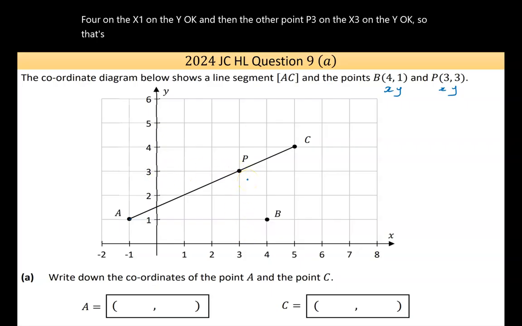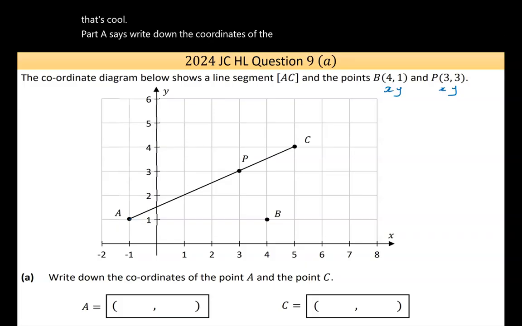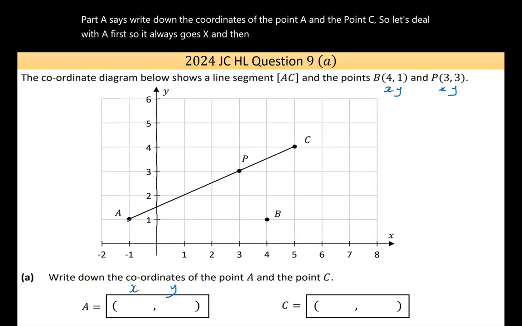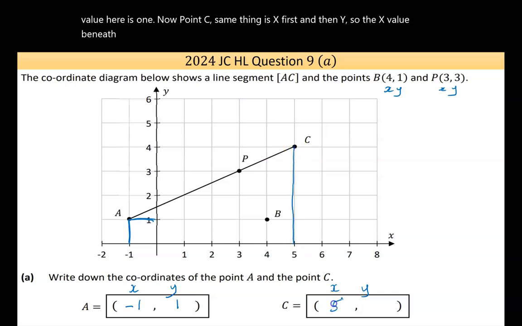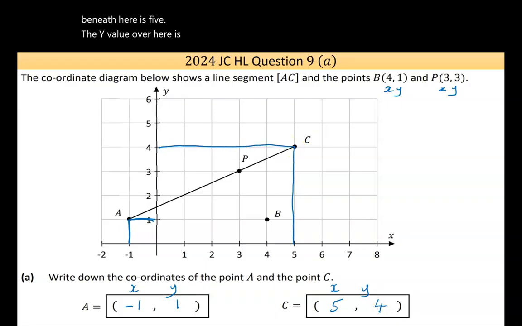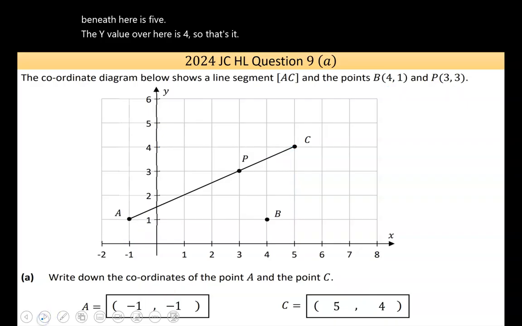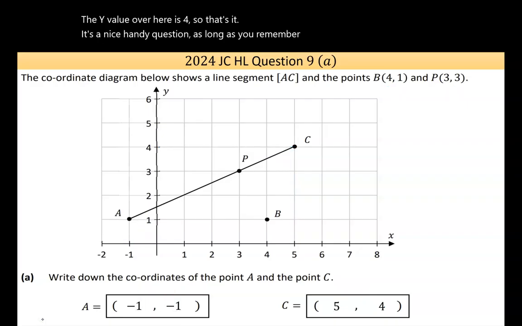Okay, so that's cool. Part A says write down the coordinates of the point A and the point C. So let's deal with A first. So it always goes X and then Y. Well, the X value here is -1, and the Y value here is 1. Now, point C is the same thing. Okay, it's X first and then Y. So the X value beneath here is 5. The Y value over here is 4. So that's it. So nice handy question, as long as you remember that it goes X first, then Y.